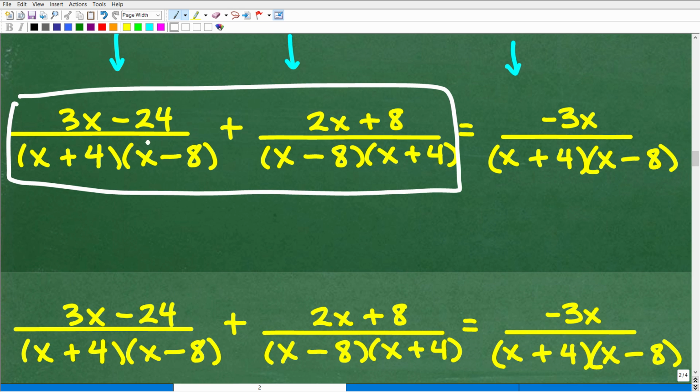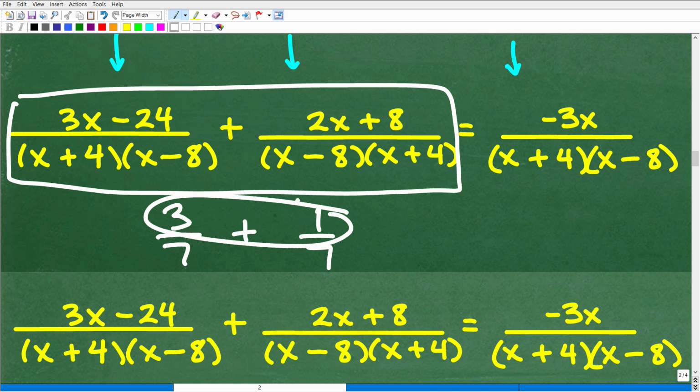But just to be clear about that, if I had like 3 over 7 plus 1 over 7, we're adding two fractions or two rational expressions. These denominators are the same. We can now add the numerators to clean this up. So that's what we're going to do right now.